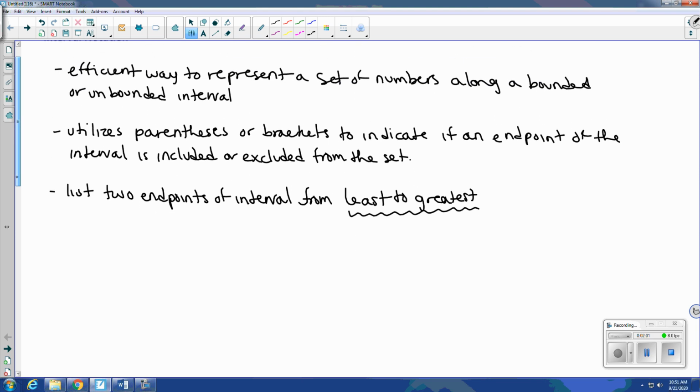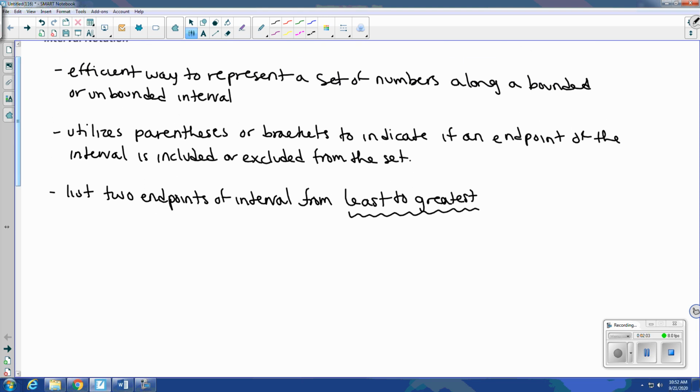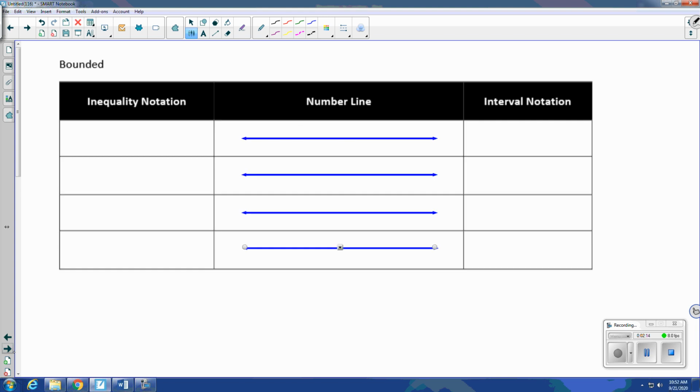So there's two types, as I mentioned before. We either have bounded or unbounded intervals. So we are going to look at both of those individually, and then you will get to see the actual notation. So we have this chart here. We're going to go from inequality notation, which is using those less than, greater than, less than or equal to, greater than or equal to symbols. And then we'll convert that over to what it looks like on a number line, and then we'll jump over to our interval notation, which is actually the goal of the video.